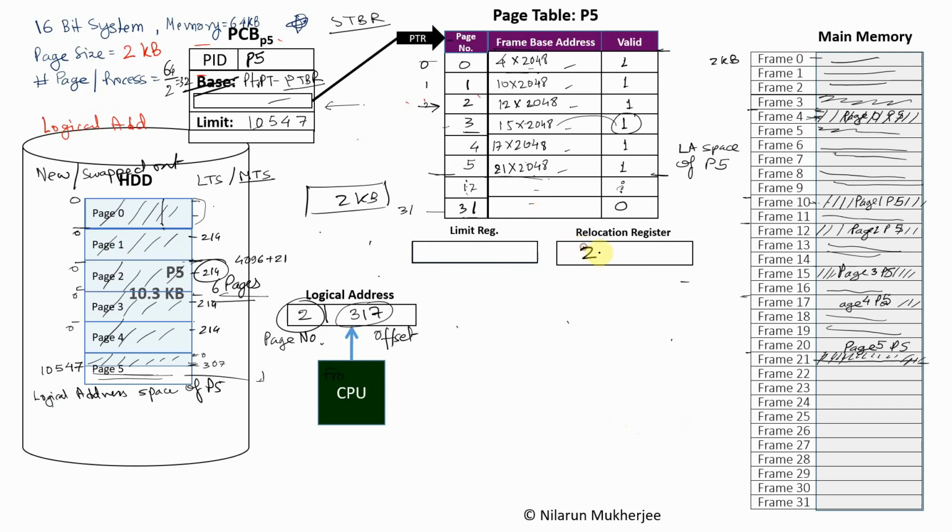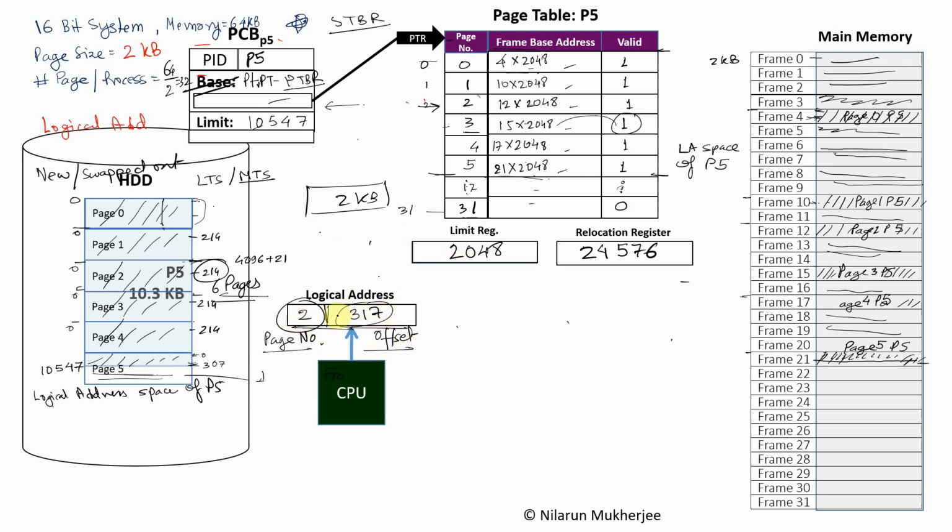It will be 24576. Limit is same for everyone, 2048. So first, what will happen? A logical address will be generated which will have two parts, page number and offset, same as in segmentation, where we have segment number and offset. Here it is page number and offset.